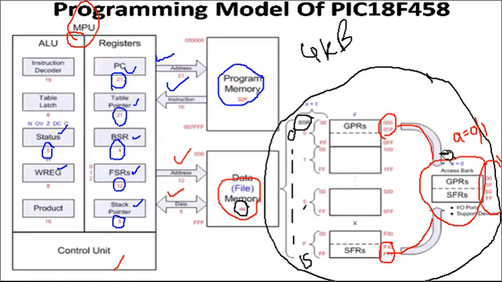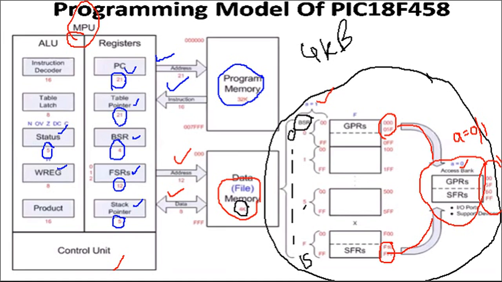Now you can see this a. When a is equal to 0, you have to use the Access Bank, that is this bank, for data memory. And when a is equal to 1, you have to use the bank select register. So it depends on this small a whether you have to use the Access Bank or the bank select register.